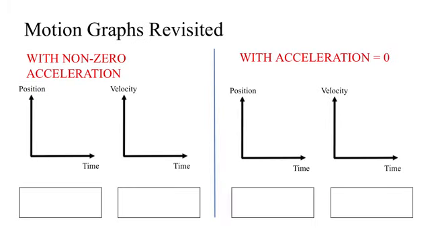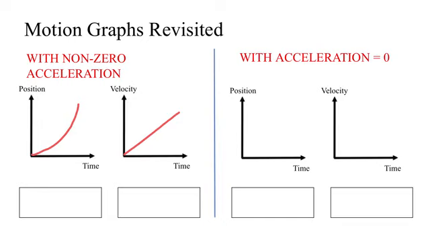Now that we have some equations to represent motion, I want to revisit our motion graphs from earlier to get a deeper understanding of what these look like. For non-zero acceleration, meaning some positive or negative acceleration, you'll recall our position versus time graph looks something like this. Let's say that's for a positive acceleration. Our velocity versus time graph then looks something like this, and again, this is only for the positive acceleration case. If you'd like a refresher on motion graphs, please go back to the previous video on graphs of motion.